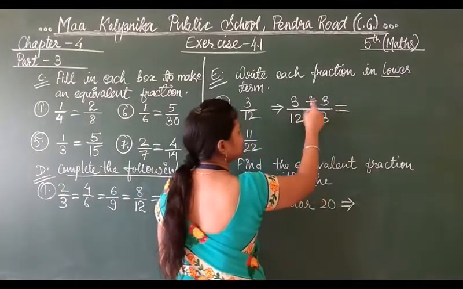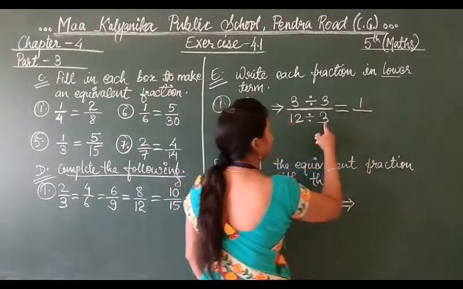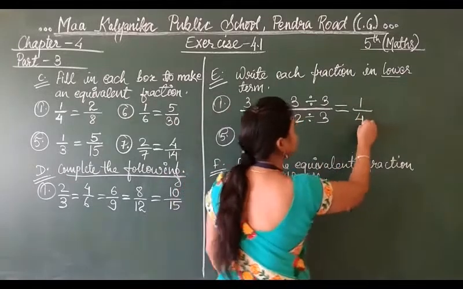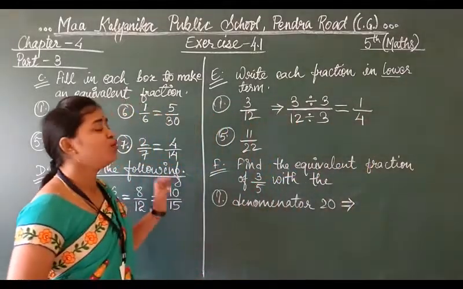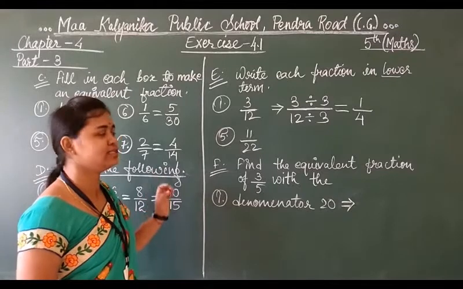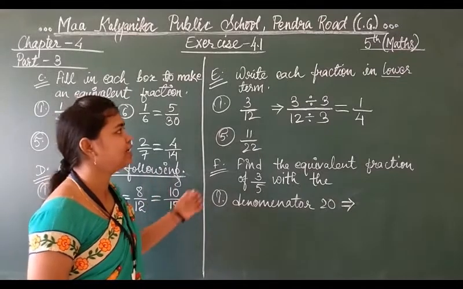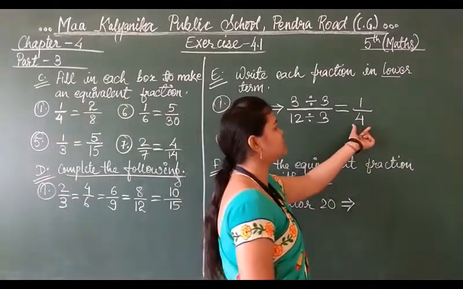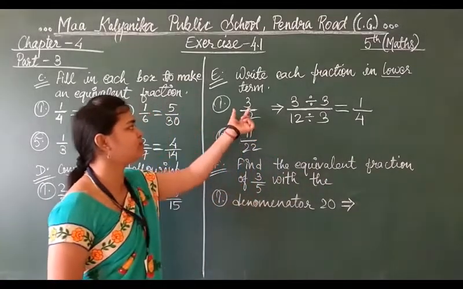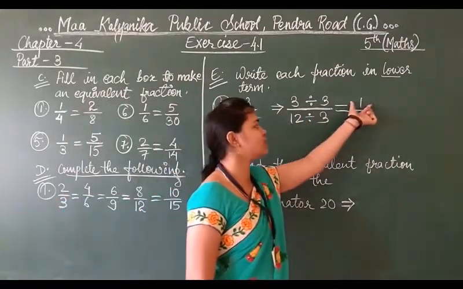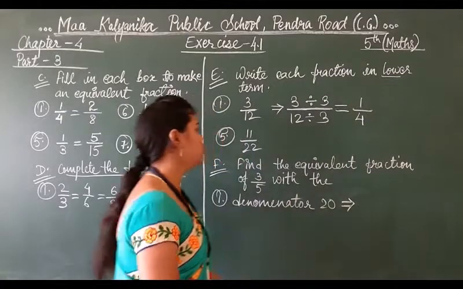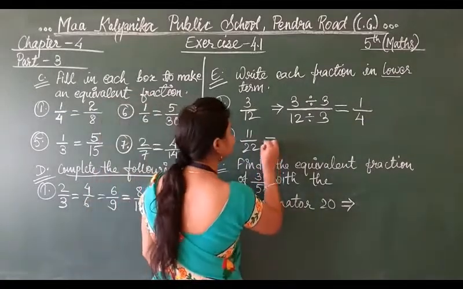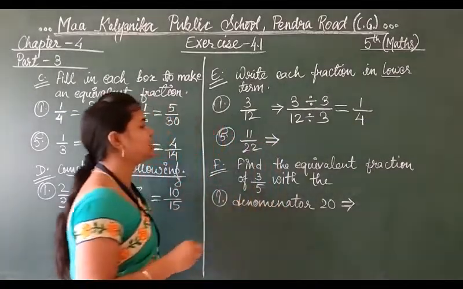See here, 3 divided by 3 is 1, and 12 divided by 3 is 4. Simply students, so 1 by 4 is your answer here. This is the lower term which we have received. What is the lower term of 3 by 12? Lower term of 3 by 12 is 1 by 4. Simply moving to the next question.